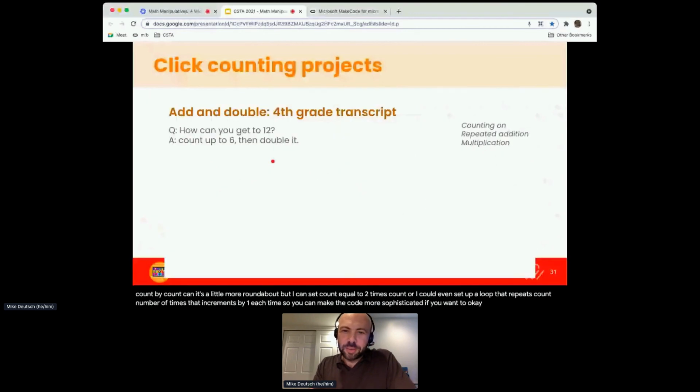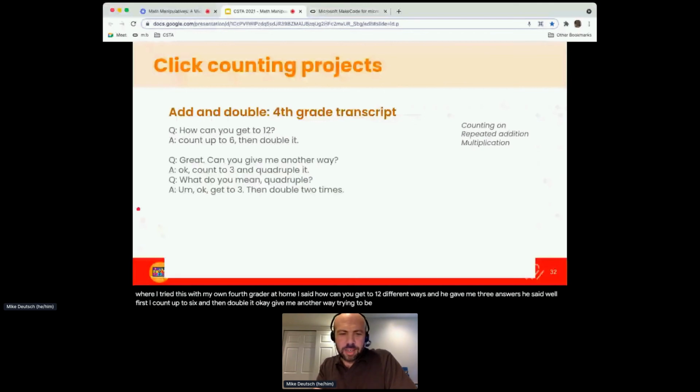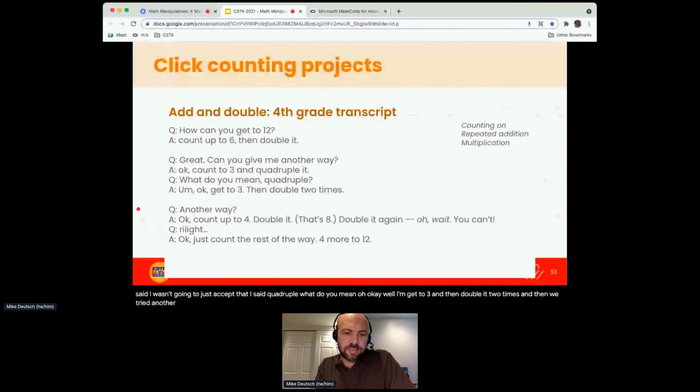I had a transcript here where I tried this with my own 4th grader at home. I said, how can you get to 12 different ways? And he gave me 3 answers. He said, well, first I count up to 6 and then double it. Okay, give me another way. I'm trying to be pedagogical here. Okay, I'll quadruple it. Well, I said, I wasn't going to just accept that. I said, quadruple, what do you mean? Oh, okay, well, get to 3 and then double it 2 times. And then we tried another and he went bust. He got up to 8 and then tried to double it again and he had to backtrack. And this is a nice little routine. I tried it at home and it was cool.